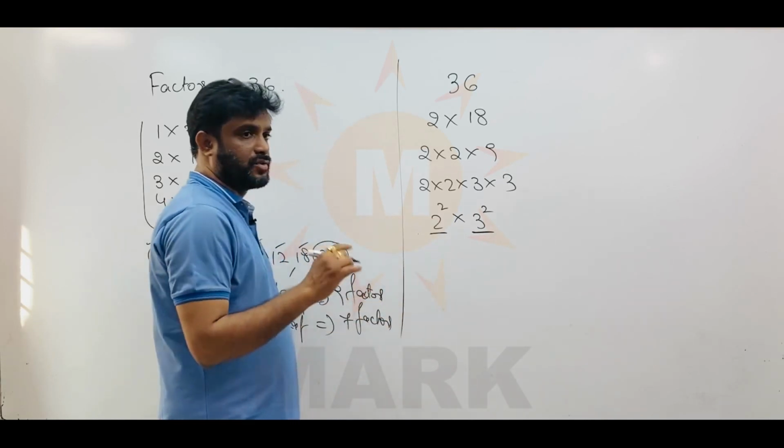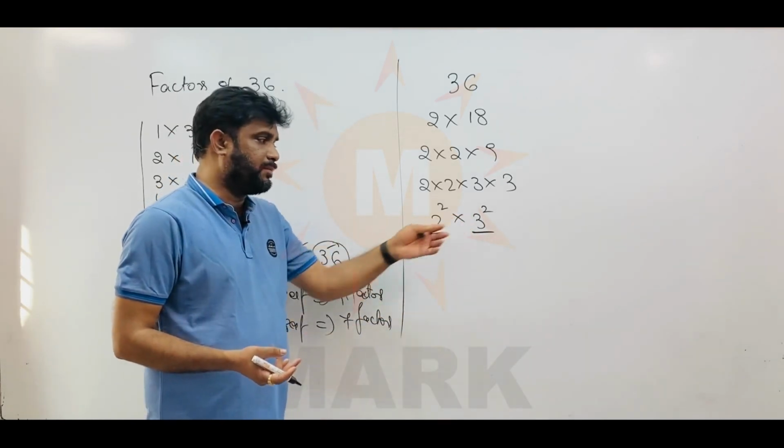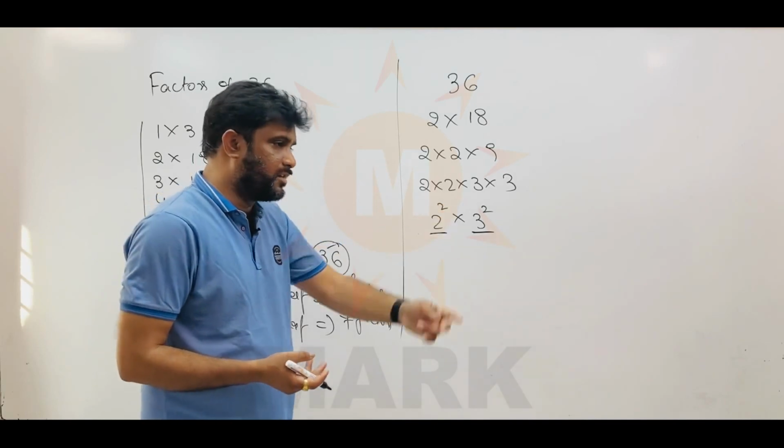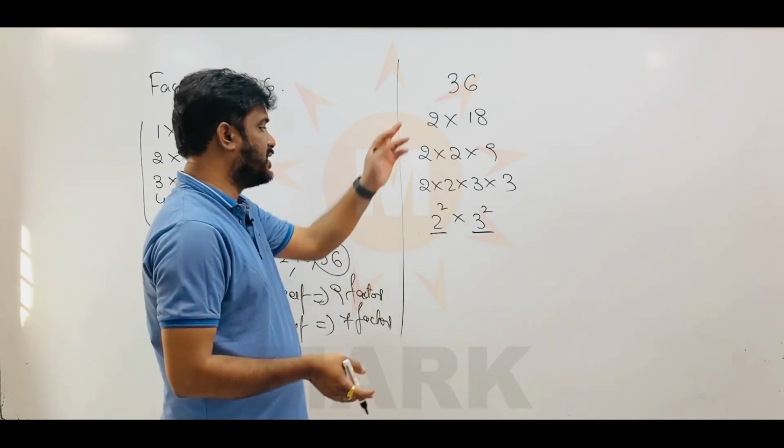The first prime factor is 2. It has to be written 2 times. The second prime factor is 3. It has to be written 2 times, and multiply all the numbers. Then you will get 36.